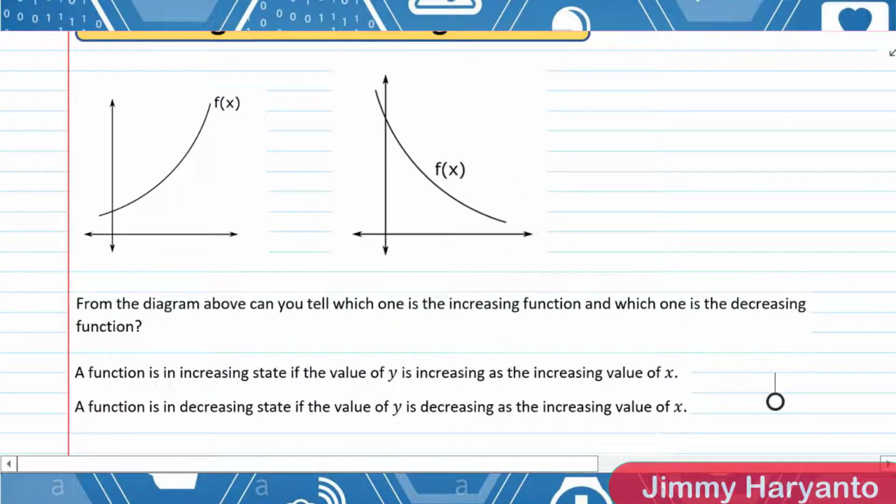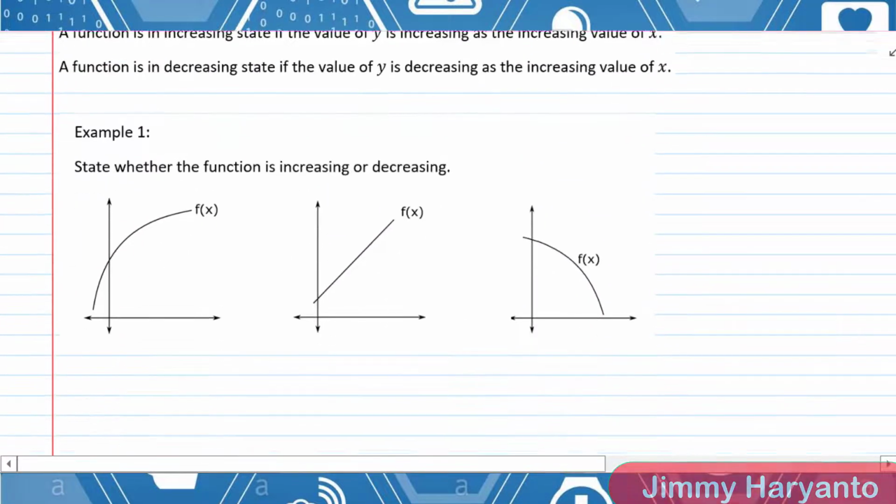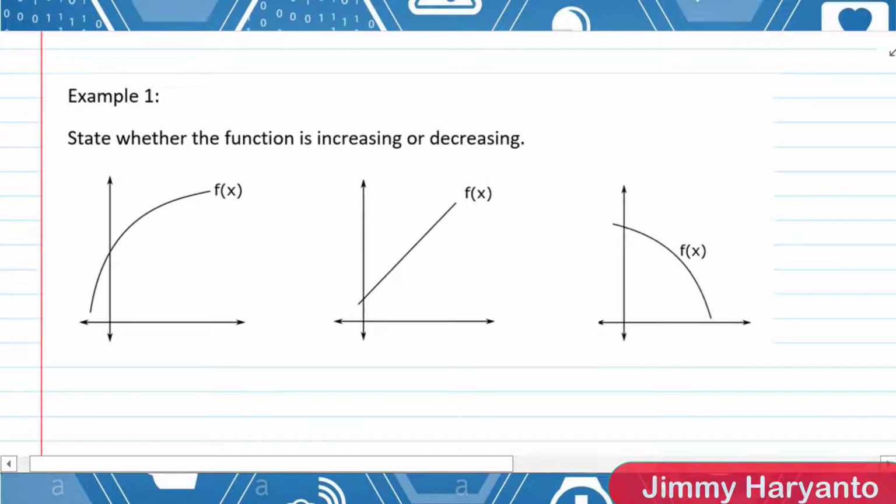A function is in increasing state if the value of y is increasing as the value of x is increasing. So the value of y will be increasing as the value of x also increases. And for this one, the value of y will be decreasing as the value of x is increasing, just like that. And then example 1: state whether the function is increasing or decreasing.